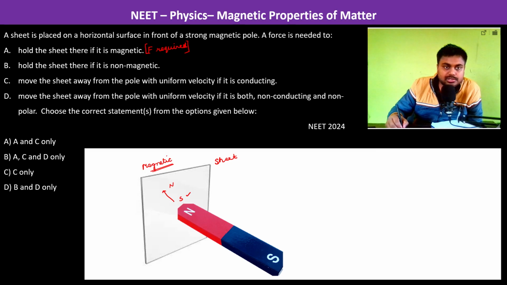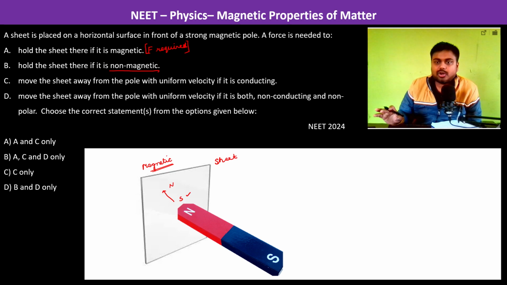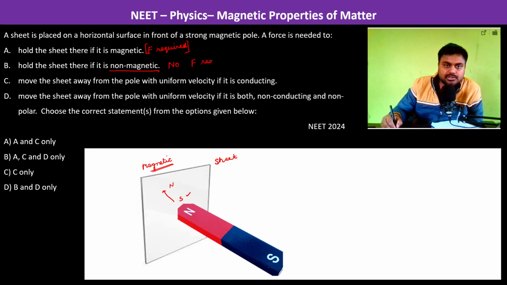Second, hold the sheet if it is non-magnetic. So non-magnetic means it doesn't have no effect of magnetic field on that particular substance. Just like a magnet is there and you bring it near a piece of wood or plastic, what is going to happen? Nothing. So therefore no force is required. So here no F required.